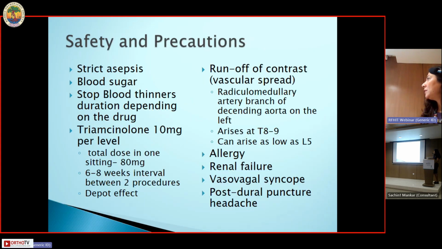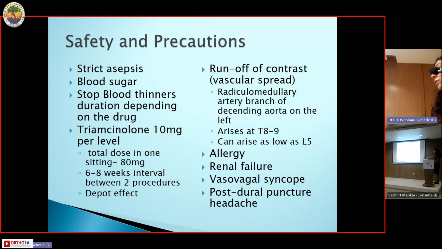Now something about safety and precautions. Follow strict asepsis and check blood sugars. Don't do it with a very high blood sugar level. My cutoff is around 180 to 200, because there are studies to say that the post-lunch blood sugar increases by 50 to 75 milligrams per deciliter after a steroid injection. So if you're starting with 250, you'll land up with 325, which is not good. And blood thinners, depending on the duration and the drug, you have to stop these because you are near the central neuraxial space.